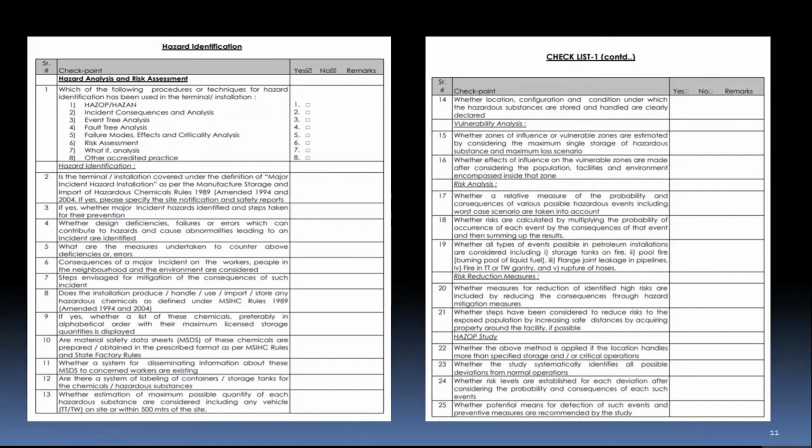Here is the checklist for hazard identification. It includes the type of hazards, the vulnerability analysis, the risk reduction measures, and the hazard studies.